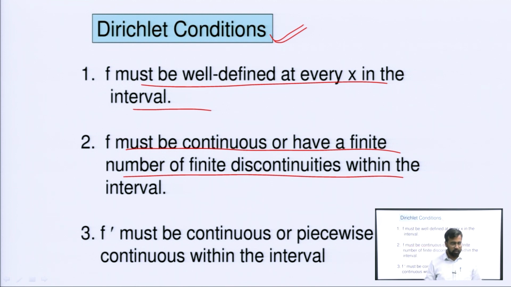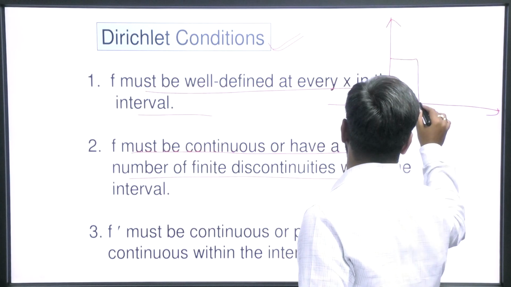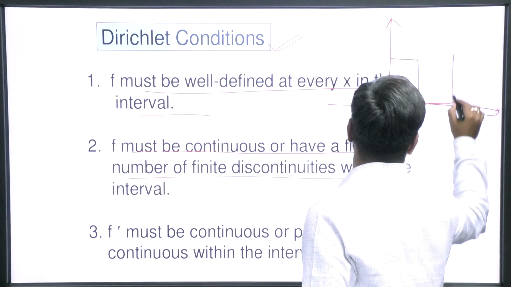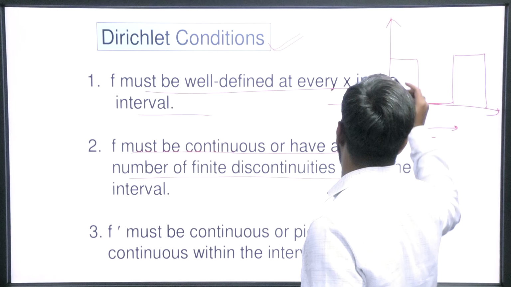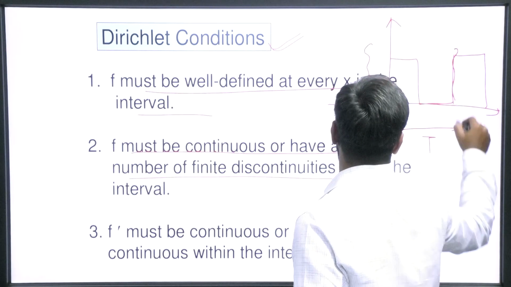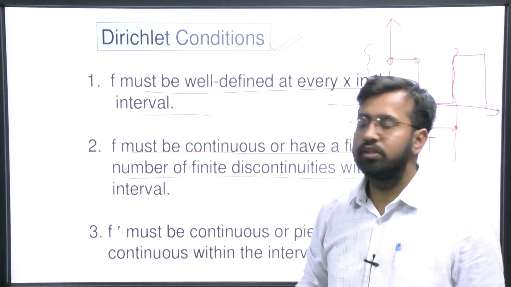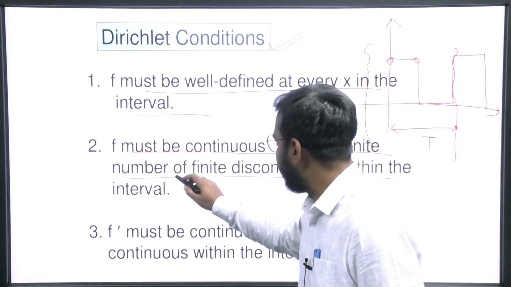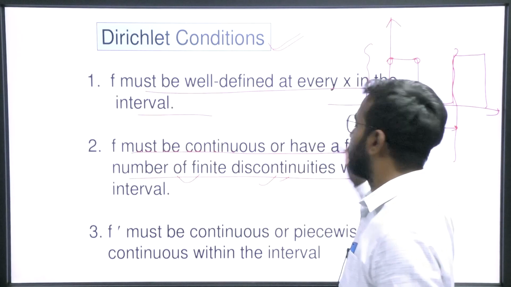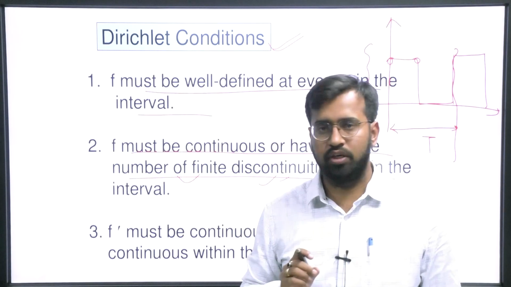Suppose a function has discontinuities, for example, suppose I have this type of function. This function has a time period of T. If we analyze one time period, we can see we basically have two discontinuities. So, what does this condition say? f must be continuous or have a finite number of discontinuities. That means this function has two discontinuities, which is a finite number.